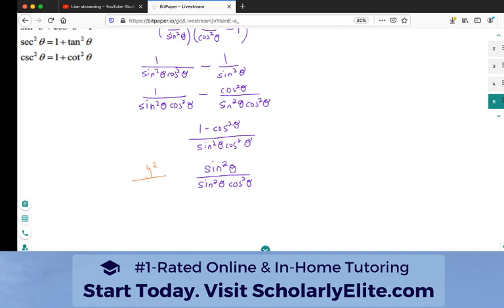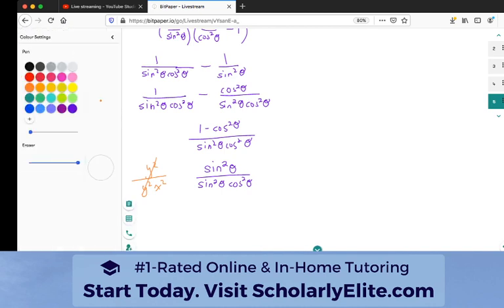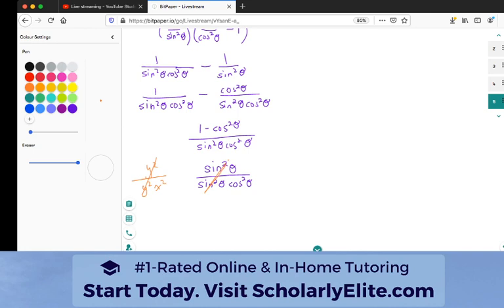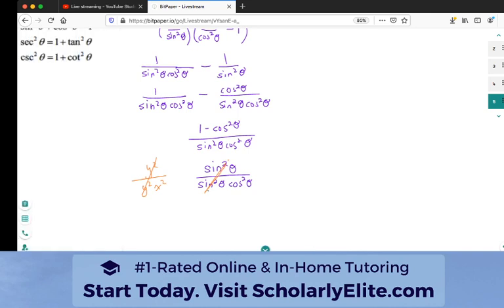If we refer to our trick that we learned the week before, this is the same thing as saying y squared divided by y squared x squared. Well then these y squareds do cancel, and we're left with 1 over x squared. So in this case, these cancel. Cancel those, and we're left with 1 over cos squared theta.